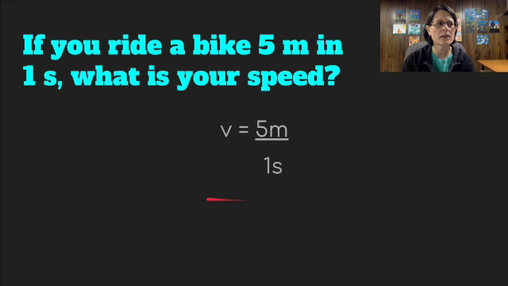So when we insert our numbers in, I put 5 meters on the top because that's my change in distance. I put 1 second on the bottom because that's my change in time. And when I do the division, 5 divided by 1 is 5 meters per second. Now here, that's a division sign. My meters were over my seconds, so I keep that in my label for my units.